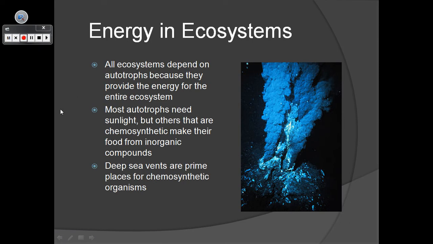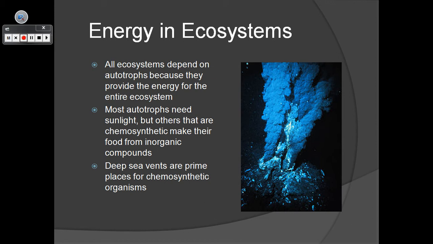So the first thing let's talk about is energy in an ecosystem. We talked about yesterday the first and second law of thermodynamics that states that energy cannot be created nor destroyed. It's just transferred from one form to another. So all ecosystems depend on autotrophs because they provide energy for the entire ecosystem. This makes sense because without the autotrophs, without the plants, there's no way for us to use the sunlight or consume the energy that the sun's giving off into energy that we can use for our cellular work.